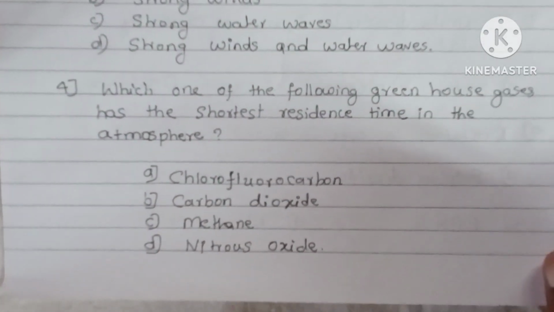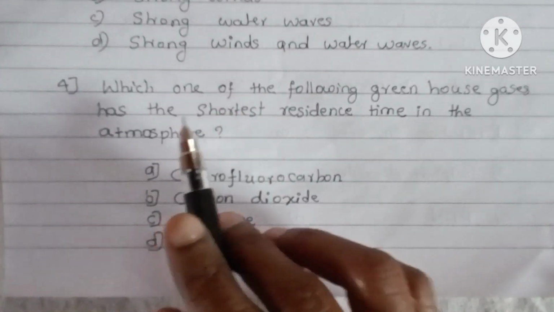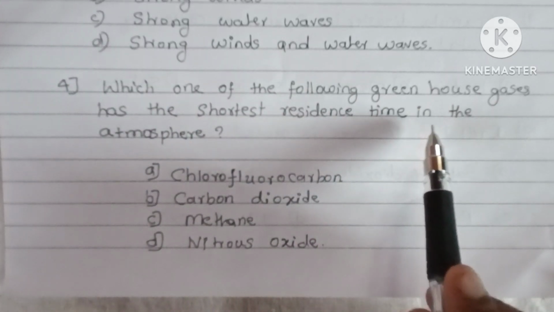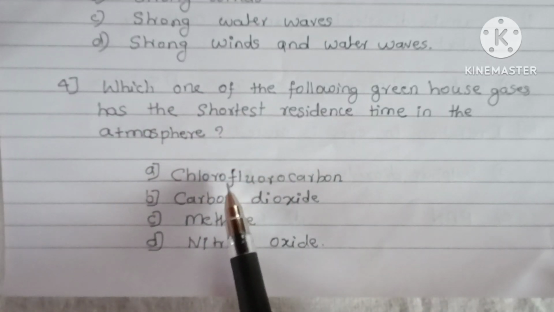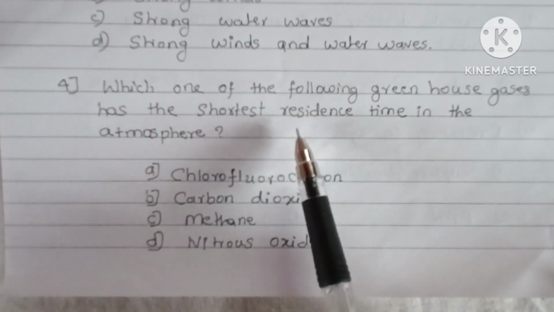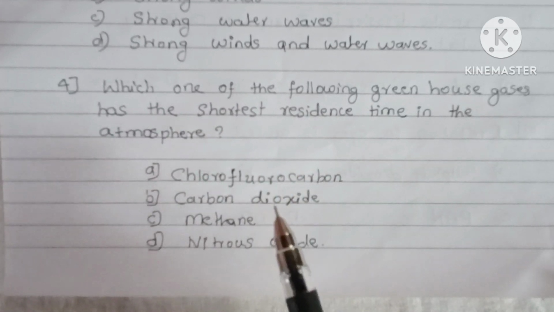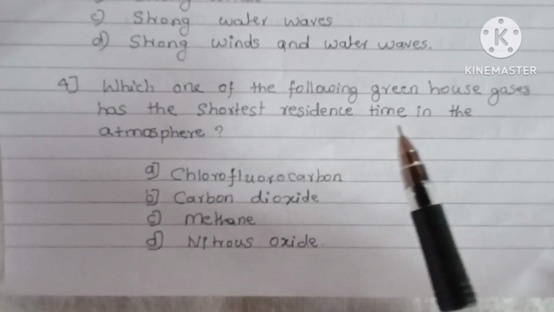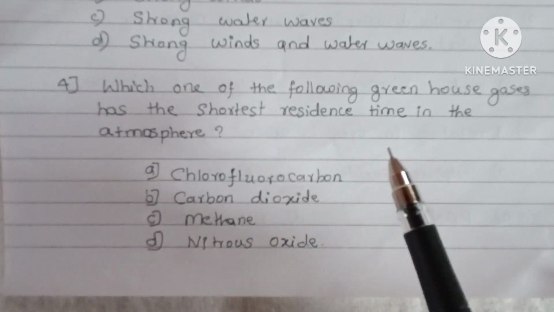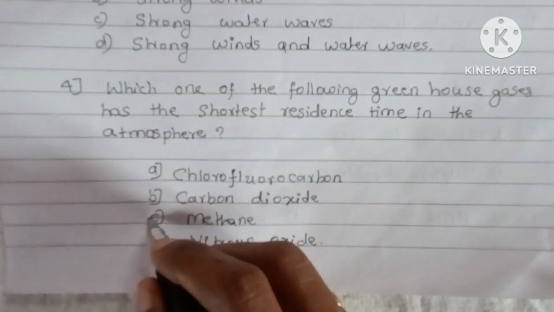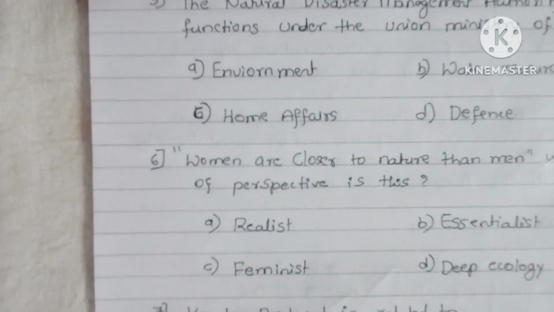Next, come to the fourth question. Which one of the following greenhouse gases has the shortest residence time in the atmosphere? Chlorofluorocarbon, carbon dioxide, methane, nitrous oxide. The greenhouse gas with the shortest residence time in the atmosphere is methane. It has a residence time of 9 years. So, methane is the right answer, option C. Next, come to the fifth question.